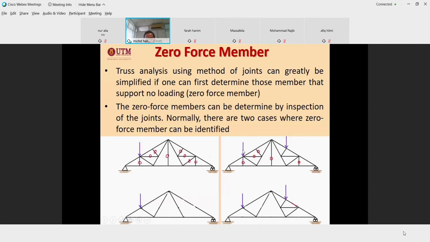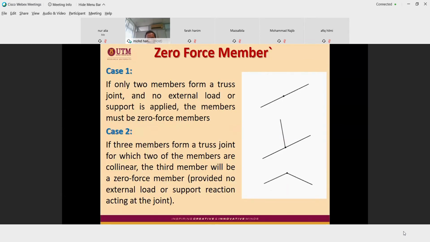In this case, we have loading, but here we have loading here. So what is the difference? 0, 0, 0, 0, 0, similar to this one. And for this one, 0 here, but this one is not 0 because you have external load here. So when it is not 0, that means it is not 0 and it is also not 0. So at the end, this is the member which we have to calculate the force. Okay, that's zero force member.